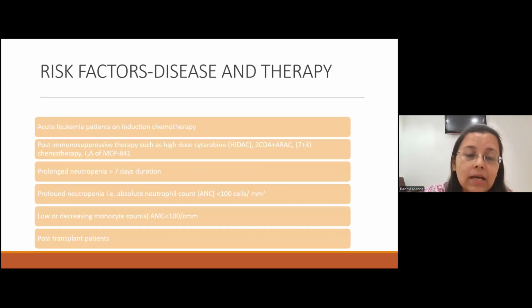Then coming to disease: acute leukemia patients who are on induction chemotherapy, then immunosuppressive therapy such as high dose cytarabine, cladribine cytarabine therapy, then the I2A block of the MCP 841 protocol. Then any chemotherapy where we are expecting prolonged neutropenia, that is more than 7 days of neutropenia, or profound neutropenia where ANC is expected to fall below 100 cells, low or decreasing monocyte counts, or any post-transplant patient, allogeneic or even autologous for that matter. So these are certain disease and therapy related risk factors.